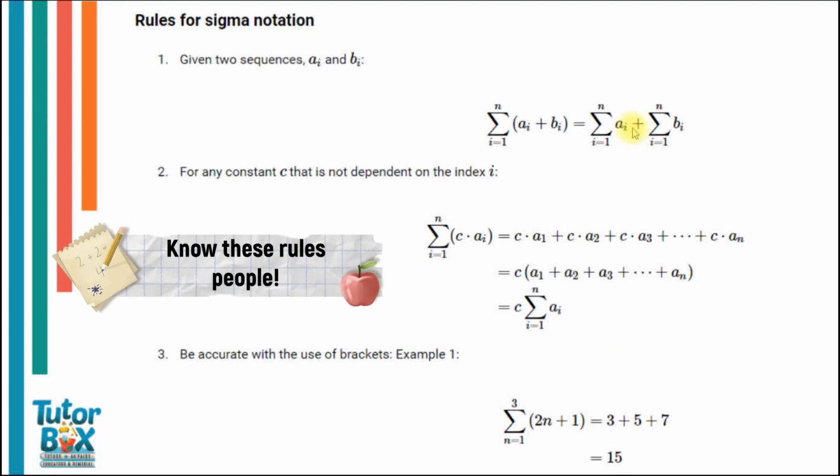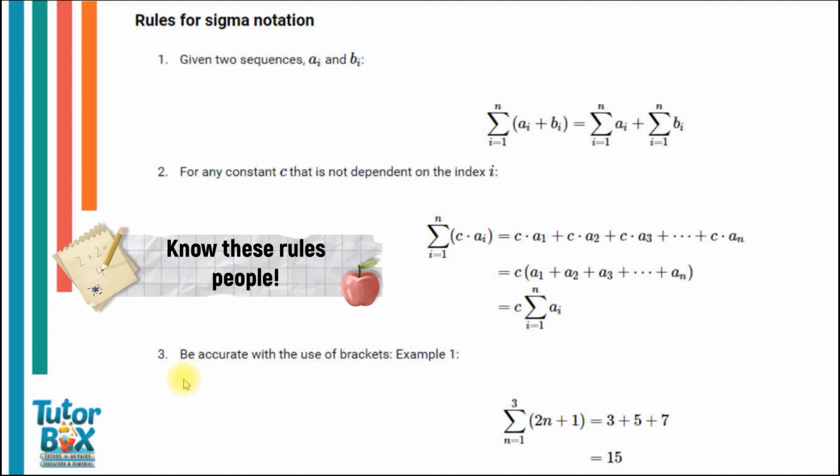Given two sequences a_i and b_i, if you sum i is 1 all the way to n of a_i plus b_i, this will be equal to the sum of a_i plus the sum of b_i from i is 1 all the way to n. And then 2, you need to know this, guys: for any constant c that is not dependent on the index i, all you do is factor it out. You put it outside because it's not dependent on i. Here you always want something that's dependent on i.